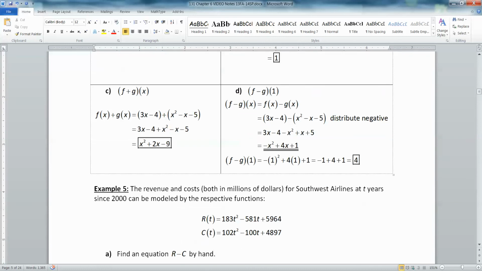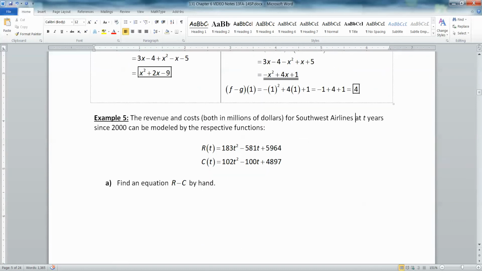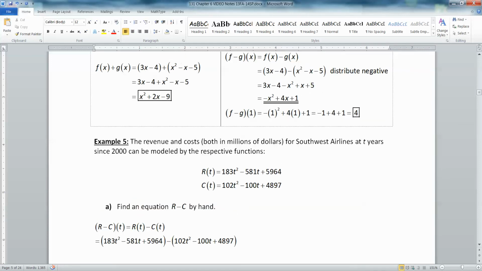Good, done with that. All right, so last but not least, a story problem. So first thing we're going to do is find r minus c by hand. The revenue and costs, both in millions of dollars for Southwest Airlines at t years since 2000, can be modeled by these functions. Now, in case you haven't been in business class, revenue is the money you take in sales, and cost is the money you spend to keep the airline running.